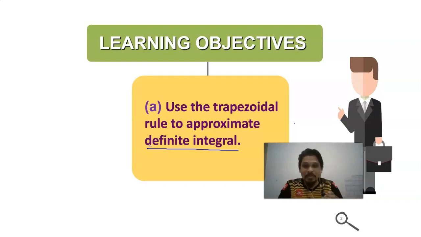So in this case, we use the trapezoidal rule to approximate. To approximate means that it's not the exact value of the definite integral, but it is very close to the exact value.